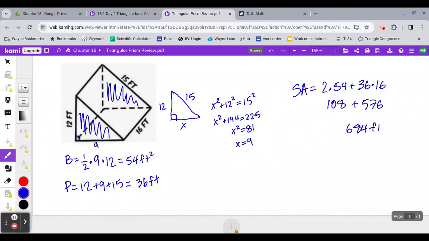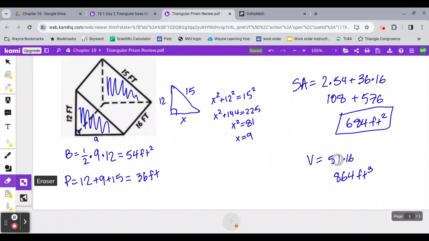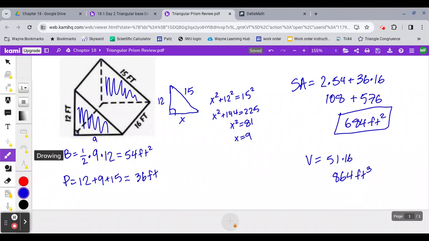Don't forget feet squared. Don't forget to square your label. It's surface area. Anytime area is involved, it will be squared. And we're almost done. The final one, volume, we'll take 54 times 16. If we multiply that, we'll get 864 feet cubed. Okay. Sorry, my 4 here doesn't look so good. I'll fix that. 54 times 16 is 864 feet cubed.